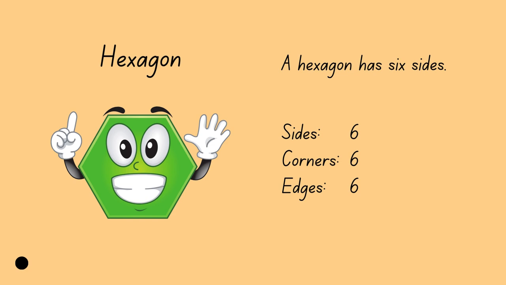Hexagon. A hexagon has six sides, six corners, six edges.